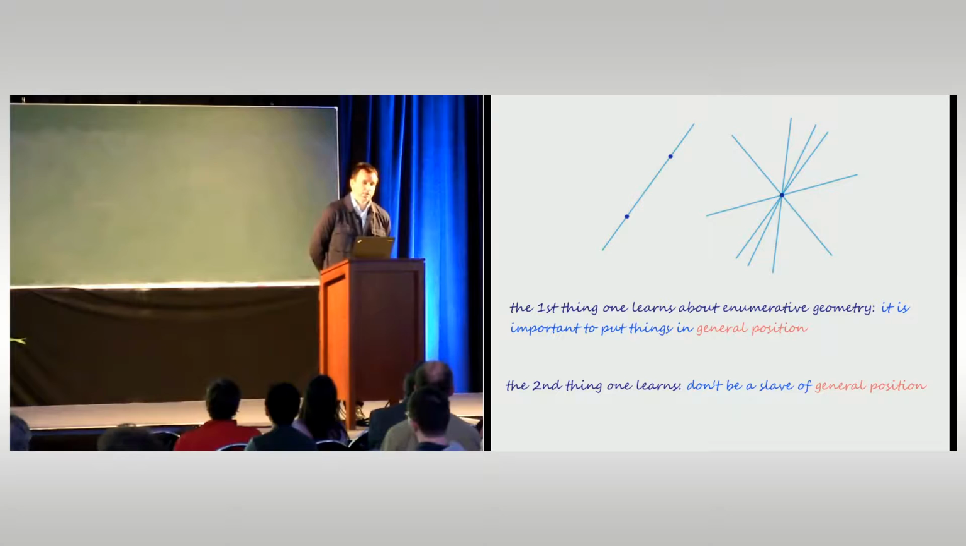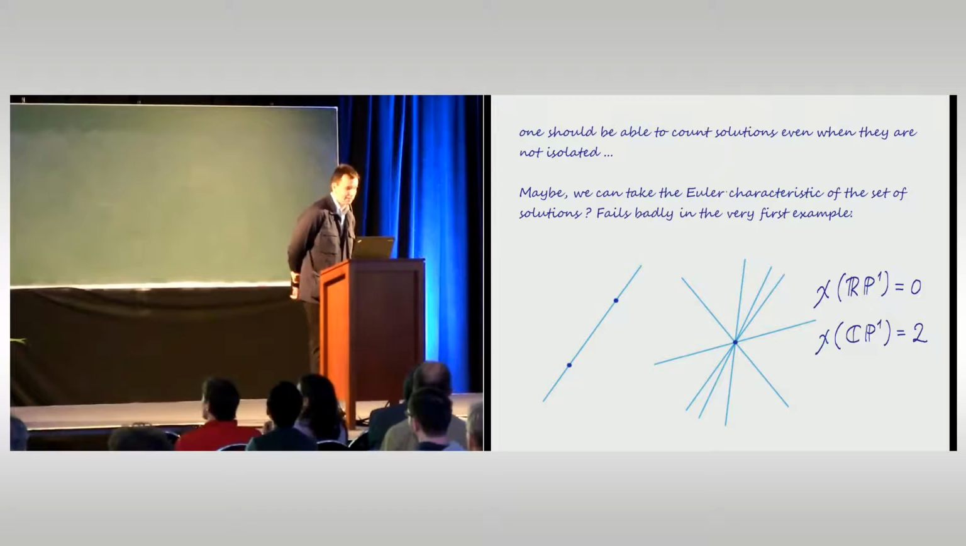General position is an enemy of any symmetry. If you have a group acting and you want to take your group action into account, then there's no way to put things in general position so that it's also group invariant. And so, you imagine there should be a way to count solutions even when they're not isolated. And I'll tell you the answer, what I think the right answer is.